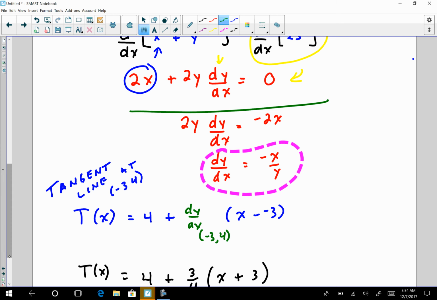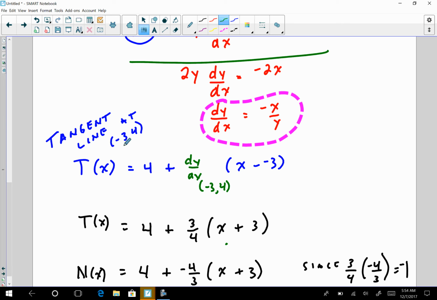Now recall, what did I want? I originally wanted the tangent line at negative 3, 4 to that circle. That's going to be 4 plus this dy dx thing at negative 3, 4 times x minus the x value. I put negative 3 and 4 into my equation for my tangent line. Negative makes it positive over 4. And so my tangent line is 4 plus 3/4 times x plus 3. Do not simplify that. Leave that rascal as it is.